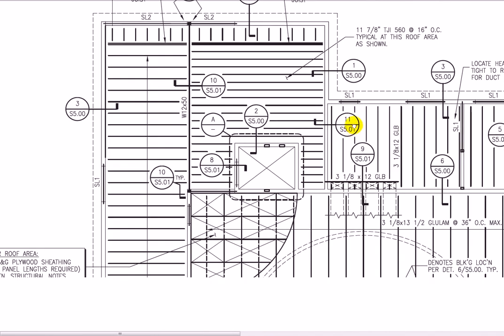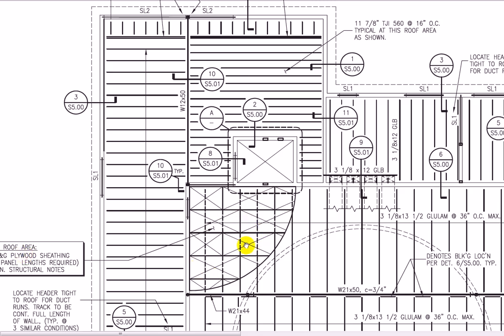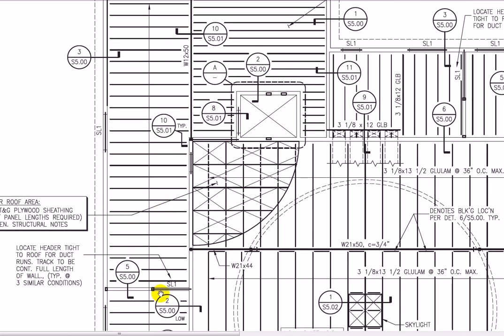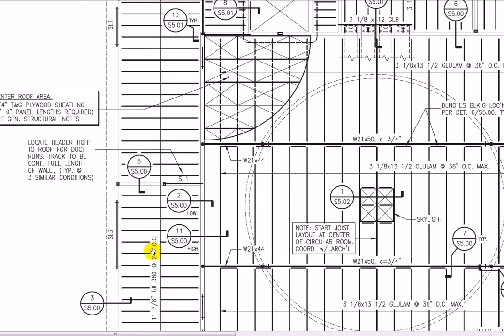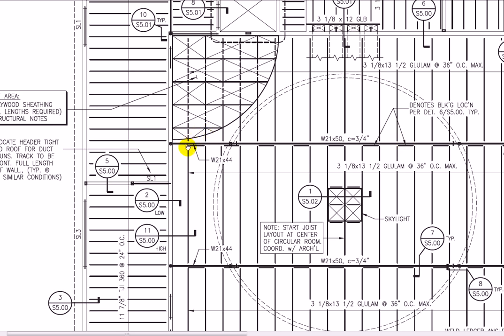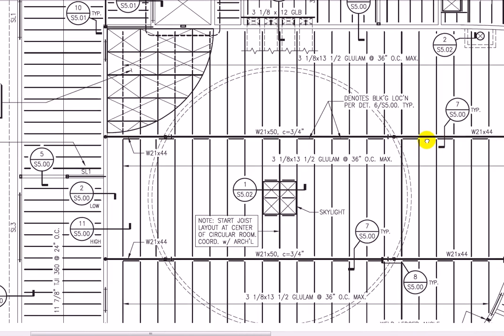If we scan around here, we've got some roof area is plywood sheathing, and right here we have truss joists at 24-inch on center. Here we have a steel beam going across, it's 21 by 50. C 3/4 inch means there's a 3/4 inch camber on the beam. It looks like this little symbol here looks like it stops, so it's a 21 by 44, runs over the column, and then there's a splice and another splice there, and then we have these 3/8 inch by 13.5 inch glue laminated beams going between here.